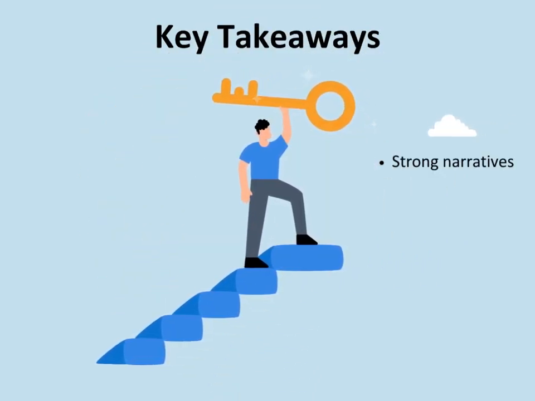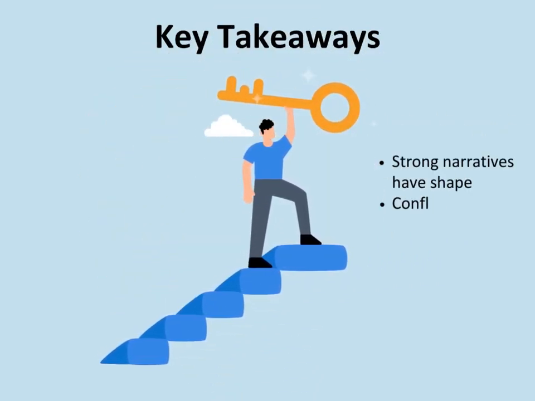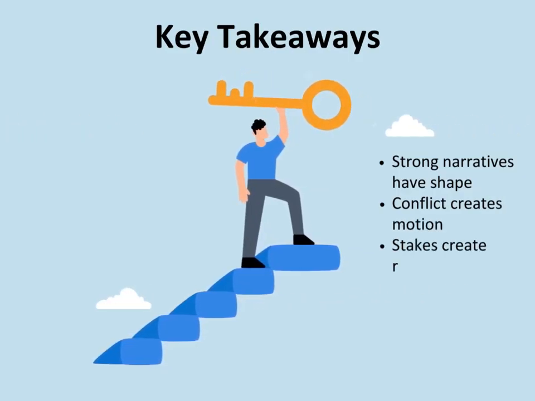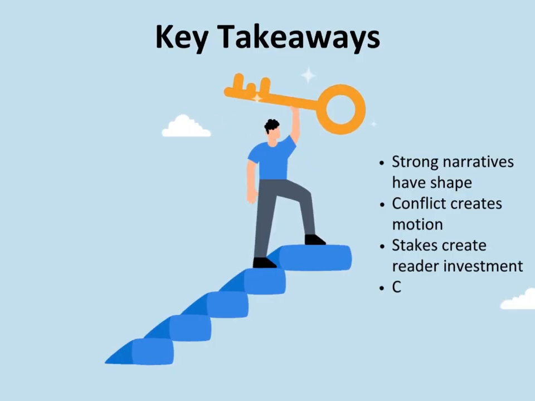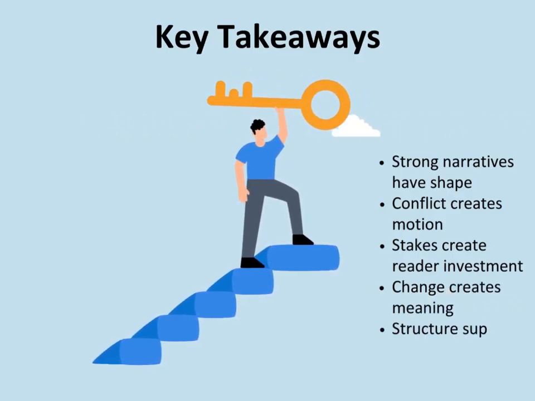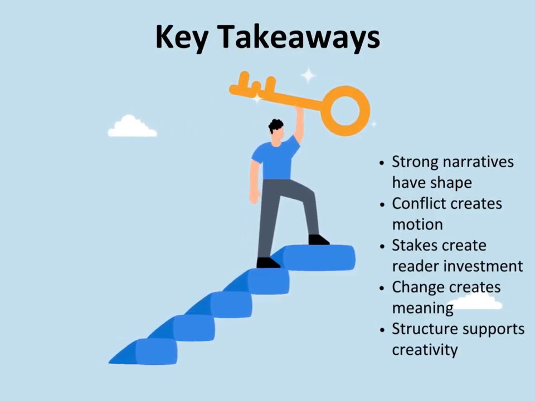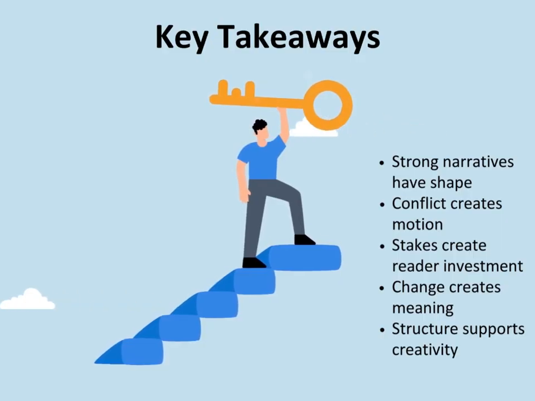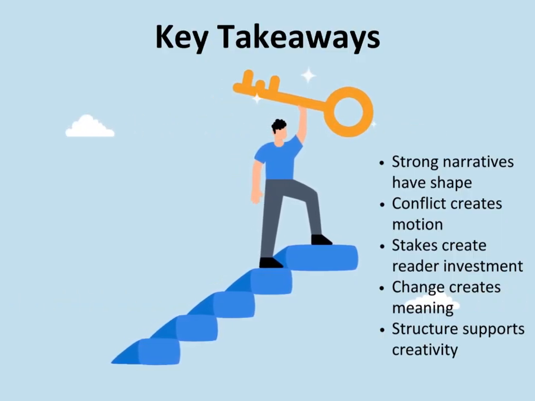Let's finish by pulling together the key ideas from today, because these are principles you can reuse again and again, no matter what genre or length you're writing in. First, strong stories have shape. They move from a starting point to an ending point with purpose. Even experimental or non-linear stories still have an underlying arc of change or escalation. When you can see the shape, you can strengthen the story.